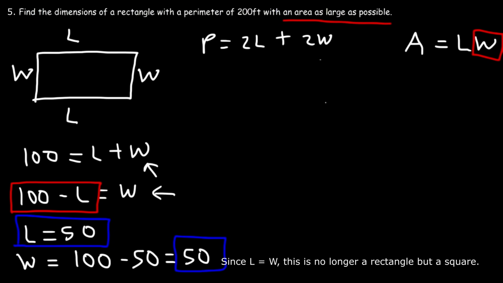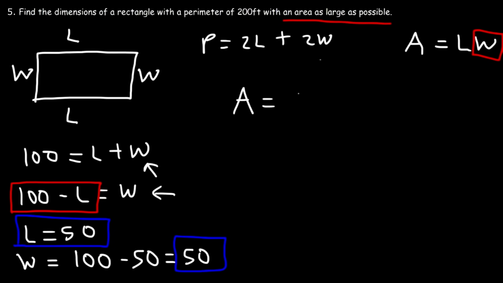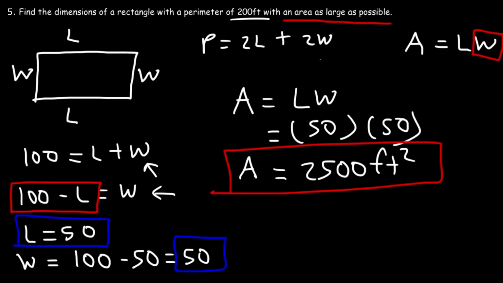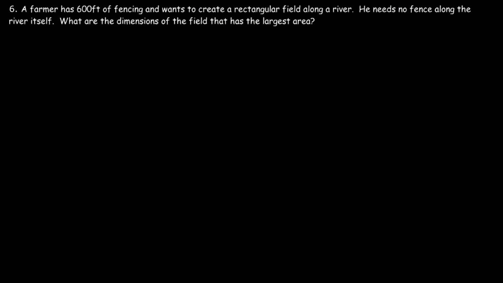Now, if we want to calculate the area, we could simply do length times width. And so the maximum area is going to be 50 times 50. And the units are going to be in feet. So 50 feet times 50 feet, that's 2,500 square feet. So that's the maximum area for this particular problem. And these are the dimensions. It's 50 by 50.